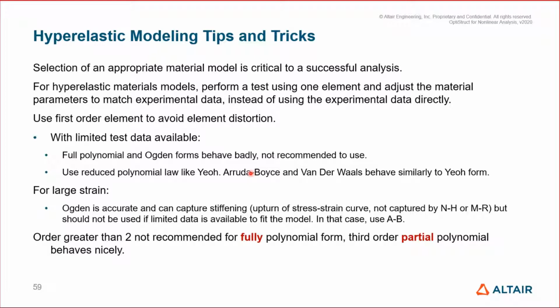Most of the time, what I've seen is that people only have the tension and compression data. They don't have the other test data. So it's definitely better to use the Yeoh, Arruda-Boyce, those reduced polynomials instead of the full polynomial. And if you're dealing with large strain, Ogden is accurate and can capture stiffening. But of course, again, it's not meant to be used if limited data is available, so we cannot properly curve fit that material model.